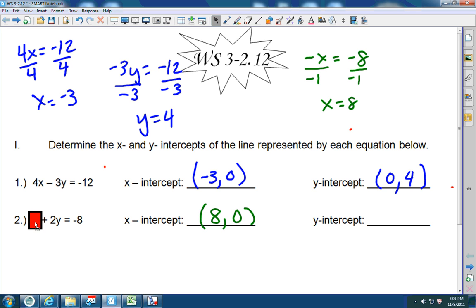To find the y-intercept, well, I have 2y equals negative 8. I'm going to divide by 2. Y equals negative 4. I have 0, negative 4. There are my x and y intercepts. Yep, those are the only ones on here.